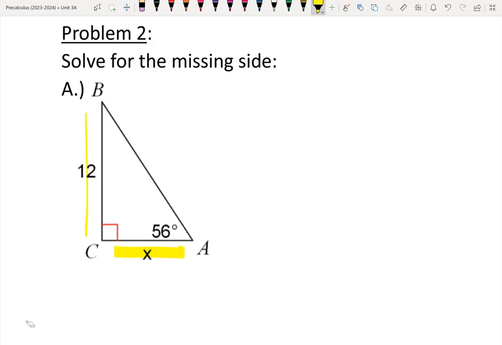Orlando, what did your group discuss? Is this a sine, cosine, or tangent problem? Why? O and A, right? So we have from 56. Let's actually do this first. What is the side opposite the right angle?